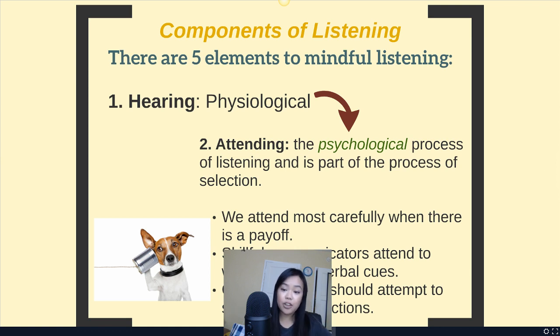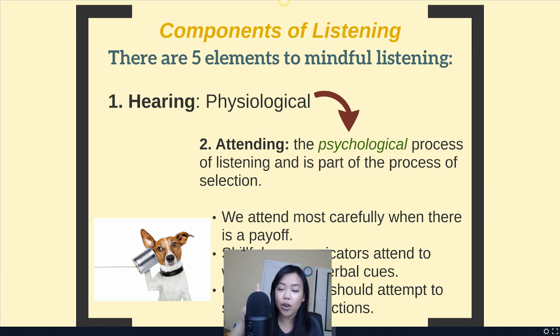And so that first step, that physiological step, is an important one, because you cannot take in a message if you don't have that physiological response of hearing it yet. Then you have attending. So remember, if this sounds familiar, this comes from chapter 4.